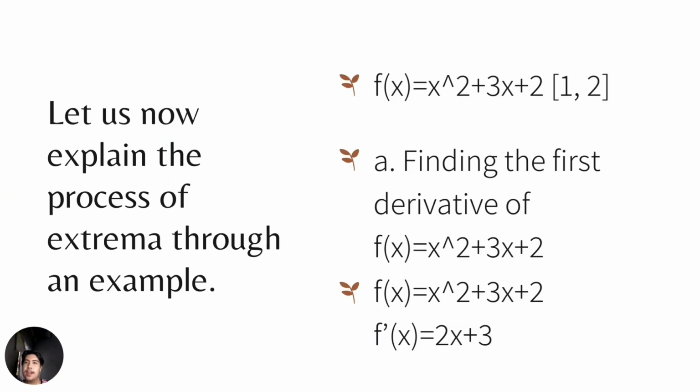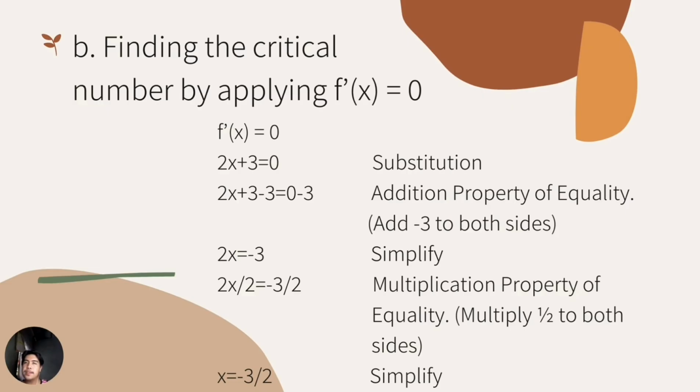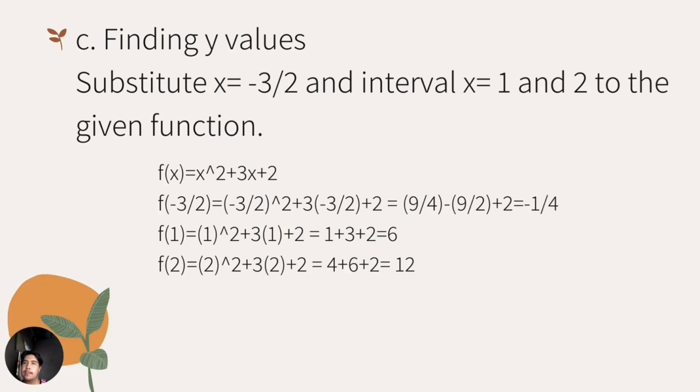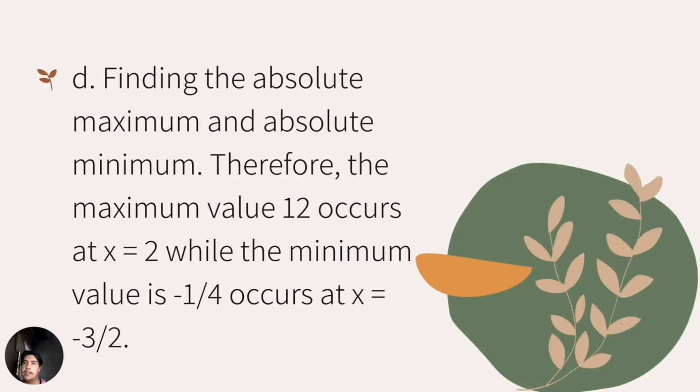And let us now explain the process of finding extrema through an example. Firstly, we need to find the first derivative of the given f of x equals x squared plus 3x plus 2. Then we need to find a critical number by applying f prime of x equals 0, and we found that the value of x is negative 3/2. So we need to find the y value by substituting the x value of negative 3/2 and the interval endpoints of x equals 1 and 2 into the given function.